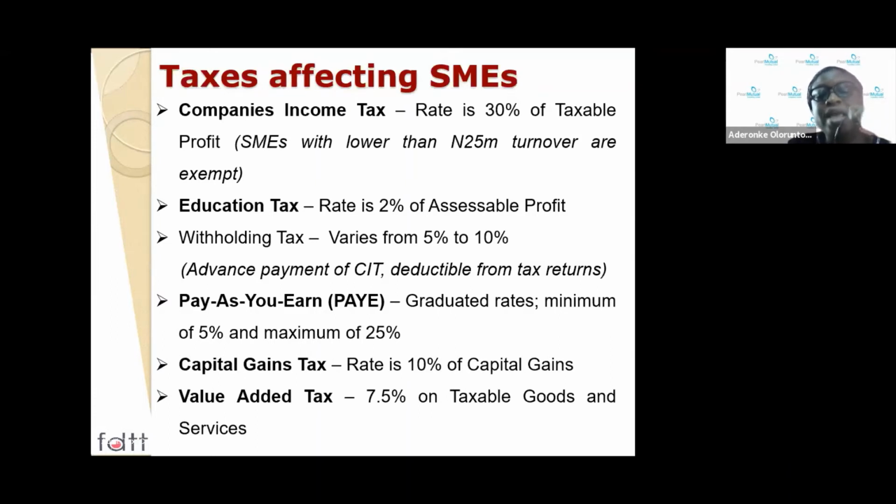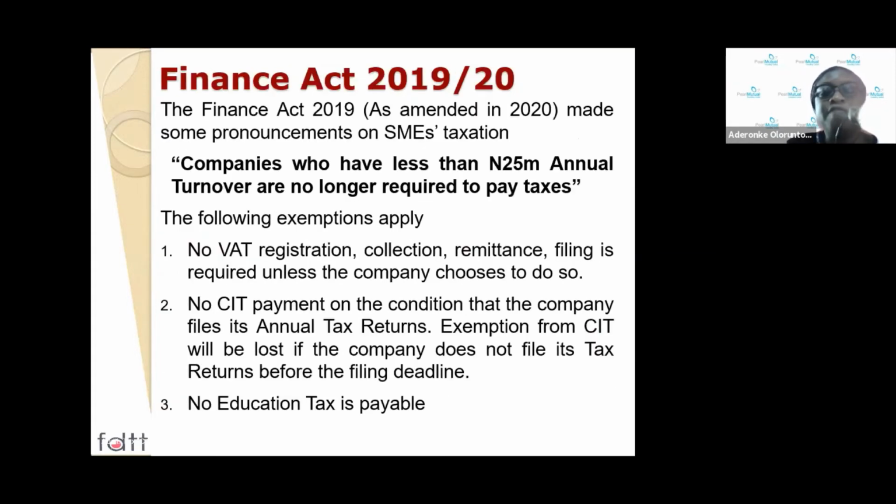Then the capital gains tax, this is tax on when you sell an asset. You need to pay 10% on that capital that you gain to the FIRS. Value added tax, like we all know, is tax on goods and services, and it is 7.5% of the value.